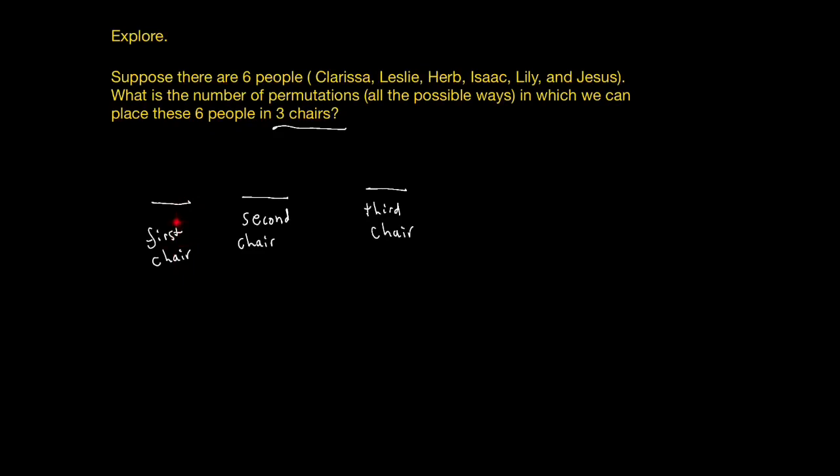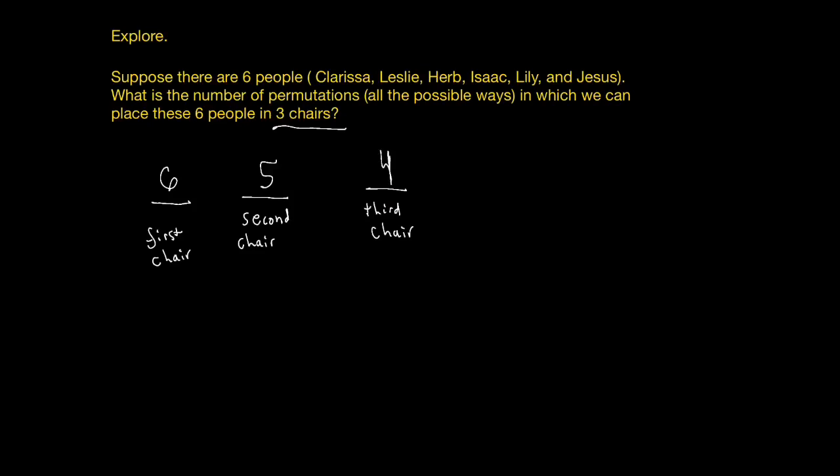So for the first chair, I have 6 possible ways in which I can choose someone to sit there. And then once someone is sitting here, we only have 5 people remaining to sit on the second chair. And then once we have someone sitting in this chair and in this chair, we have 4 people remaining to sit in the last chair.